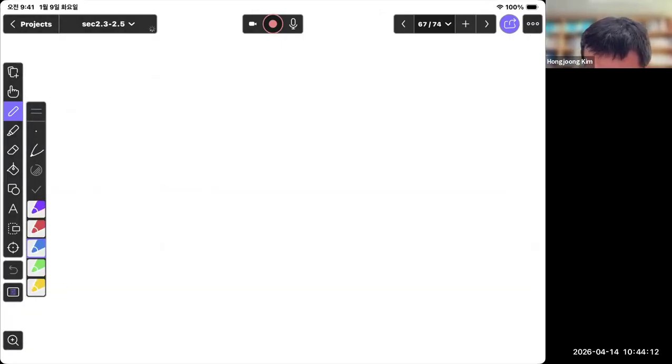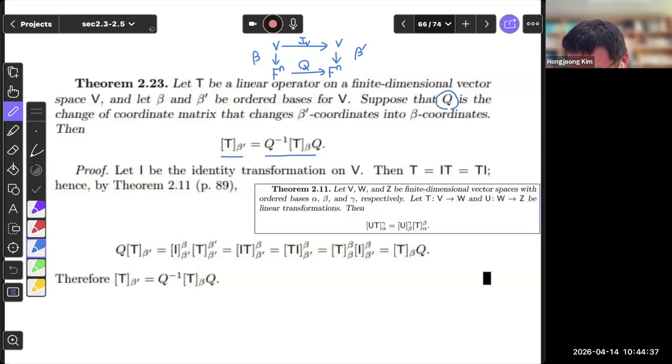So we have a mapping from V to V, that is T. And we have another mapping from V to V. Let me first finish this proof and then go back to that image. Sorry about that. So first, let us prove this.